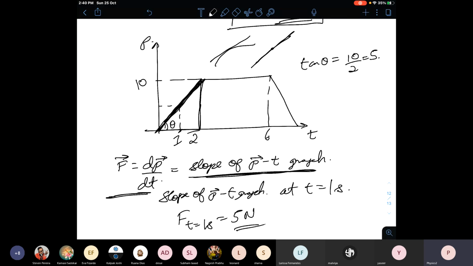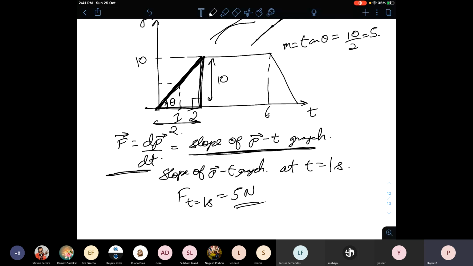So what I did is I just calculated the slope of this straight line. How to calculate? This angle is theta. Slope is defined as tan theta. If you see this right angle triangle, this height is 10, this length is 2. So tan theta will be 10 by 2, that is 5, and that will be the slope at point 1. So that will be the force at t equal to 1 second.